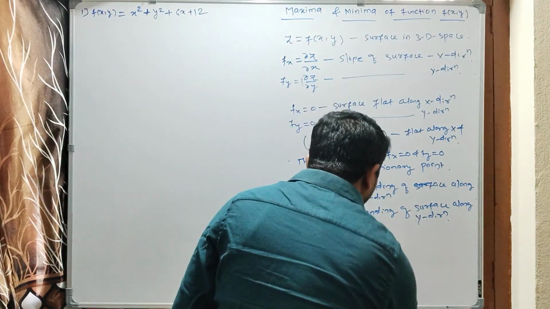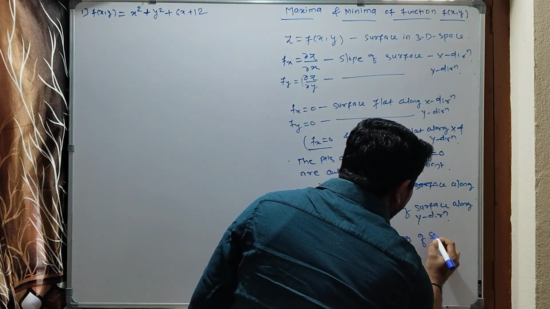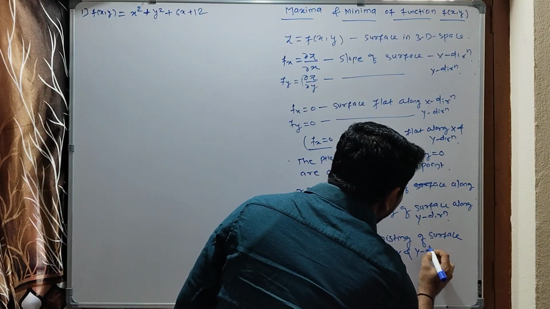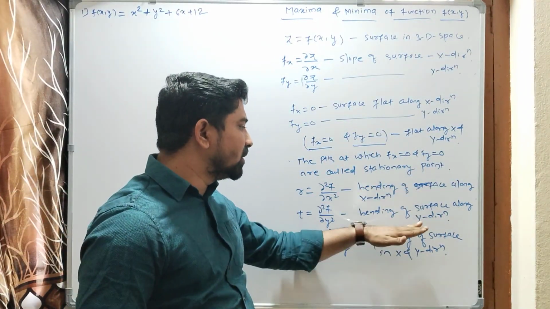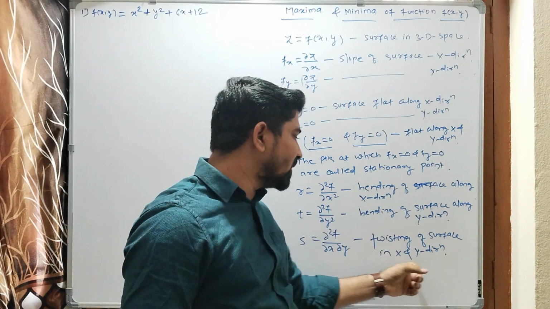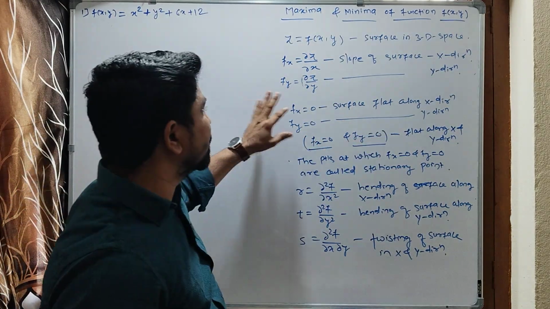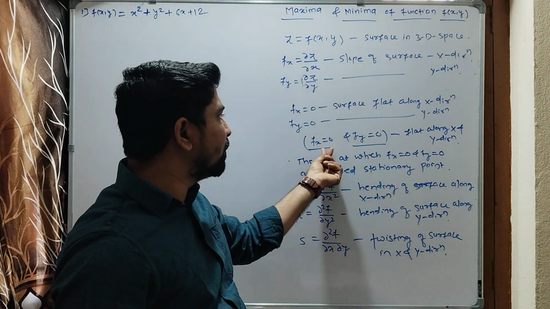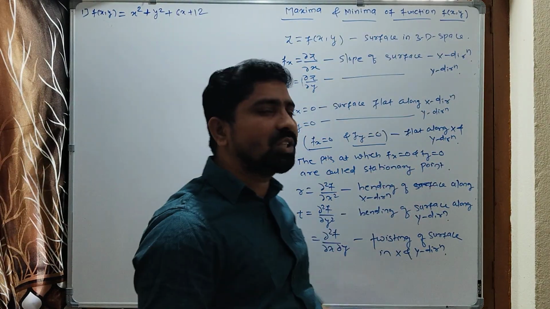So here I will write this as twisting of surface in x and let's say y direction. Here this is bending in x direction, this is bending in y direction, this is the twisting of my surface in x and y direction. Now from here we will get fx equal to 0, fy equal to 0. This is flat along x direction, flat along y direction. The point at which fx equal to 0 and fy equal to 0, that means flat along x and y direction. That point is called a stationary point.